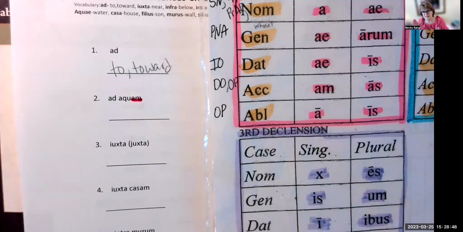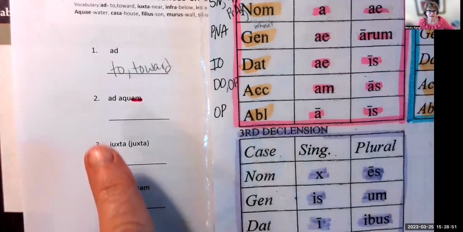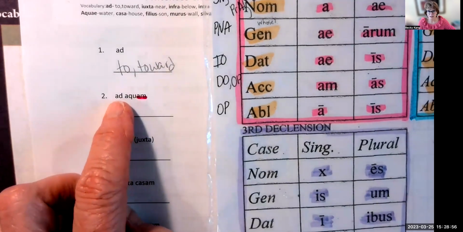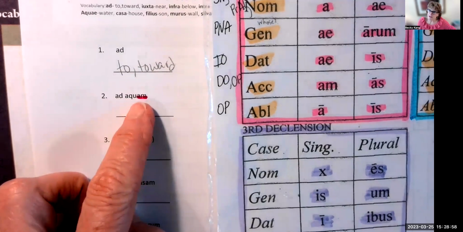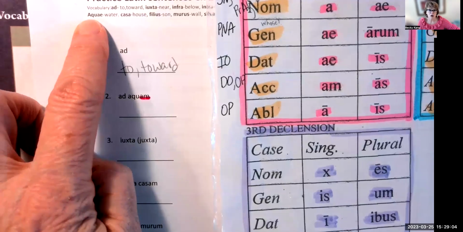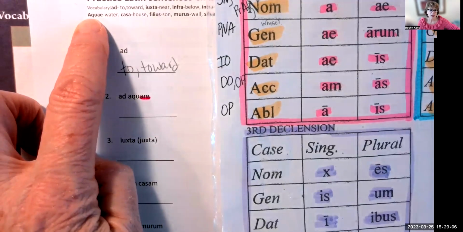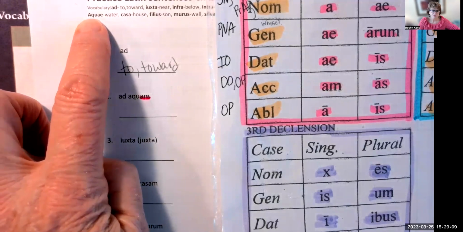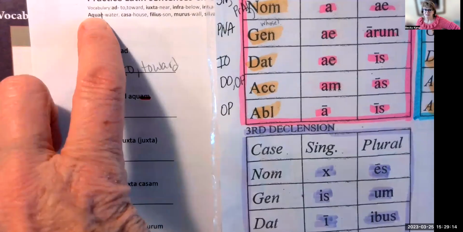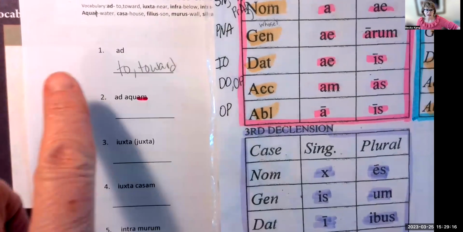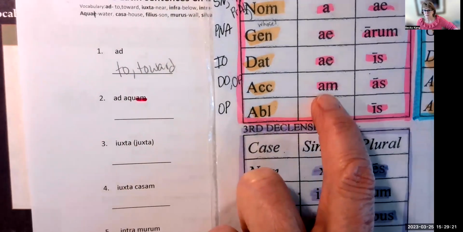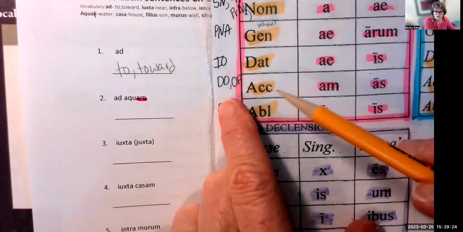Remember, Latin's all about stems and endings. This is not a stem. It's a preposition. It doesn't have a stem. It is what it is. Okay? This, however, does have a stem. Aqua, aquae. And the stem is A, Q, U. Look at the ending right there. Now, did you see that AM right there? Did you see that?